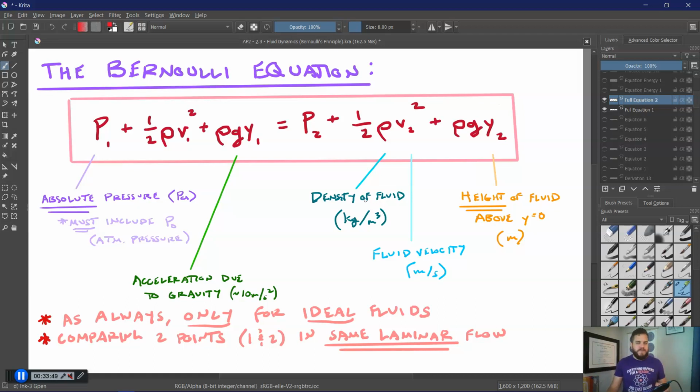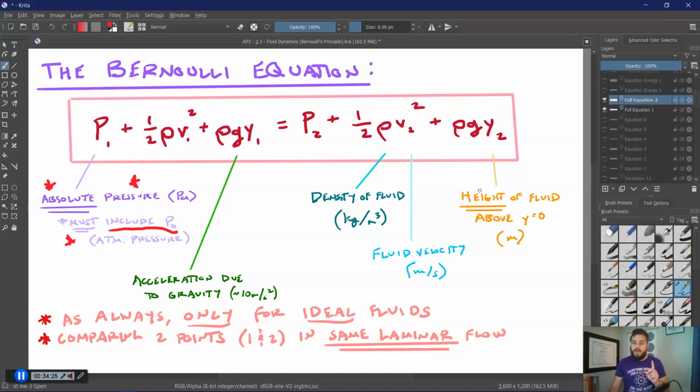And if we look at all of the pieces, well, P1 and P2 are the absolute pressures. Keeping in mind absolute pressure means you have to include atmospheric pressure. If you want to know the gauge pressure, then you would take that pressure and you'd subtract out atmospheric pressure from them. Okay, we also have G in 2 different points. G is the acceleration due to gravity, which is approximately 10 meters per second squared here on Earth. The density of the fluid, which pops up a lot, is in units of kilograms per meters cubed. It's going to be the same density because we're looking at the same fluid flow. The fluid velocity, V1 and V2, is in just meters per second.